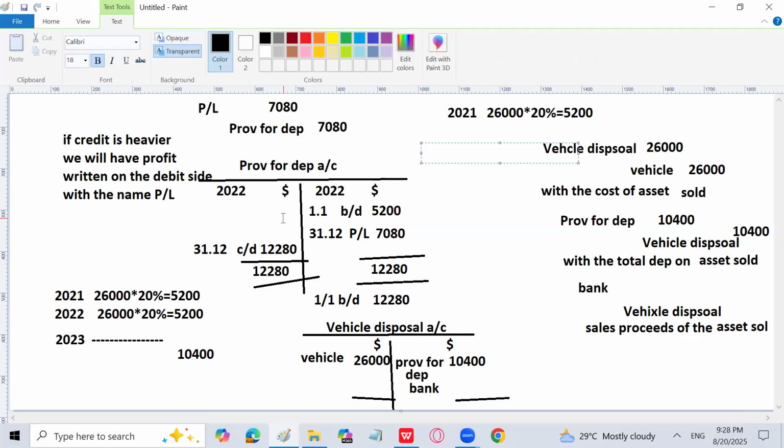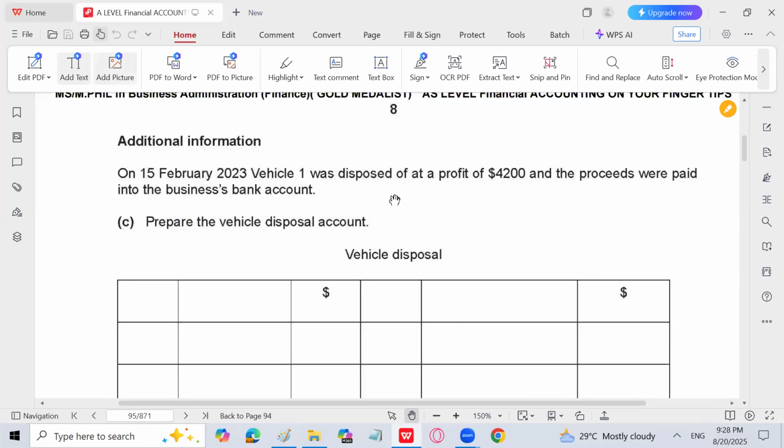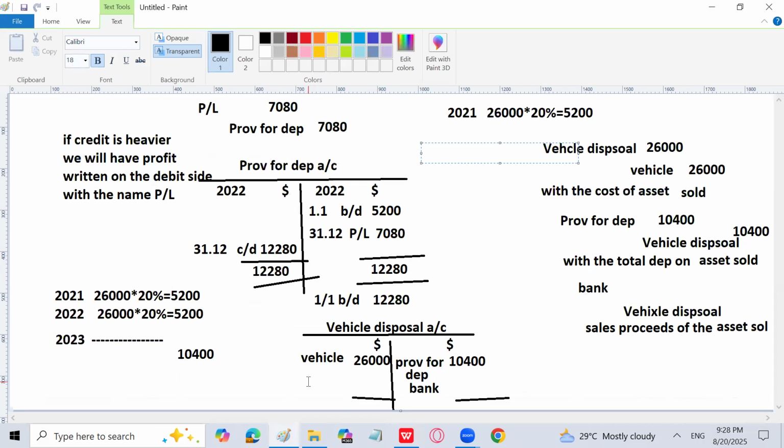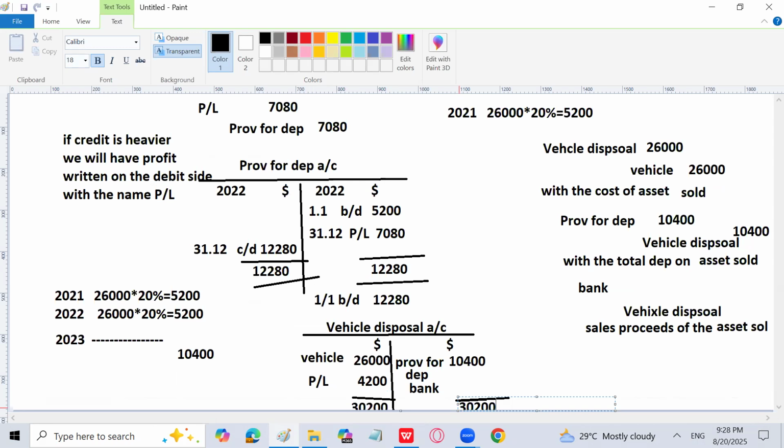देखते हैं अब इस क्वेश्चन में उसने profit is already given in the question. See, it is clearly stated. He has given that in the preparation of vehicle disposal account, it was disposed of at a profit of 4,200 and the proceeds were paid into the business bank account. So we know the profit, but we don't need the bank proceeds. So profit is 4,200. It will be written on the debit side with the name profit and loss account 4,200, and the total amount of the debit side we can write now, that is 30,200. This amount will also come on the total 30,200. And the difference is going to be the bank figure.